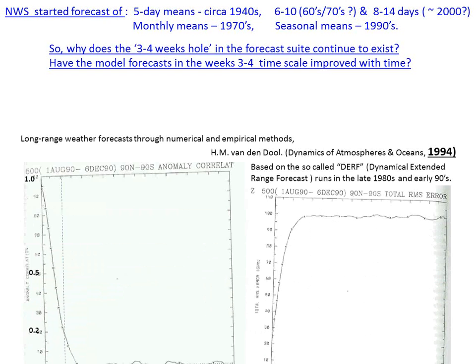On the left is the anomaly correlation coefficient. That is the only measure I will be using in my talk, and this is for the northern hemisphere.